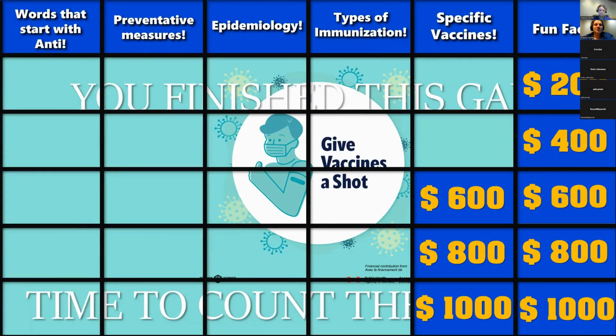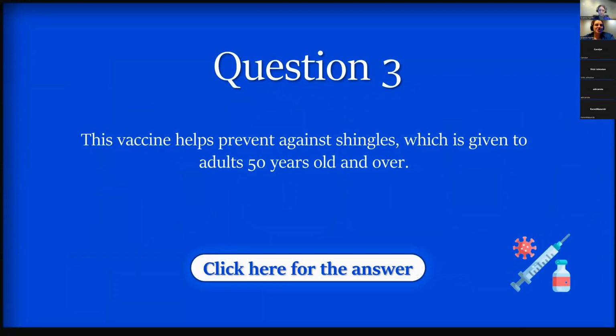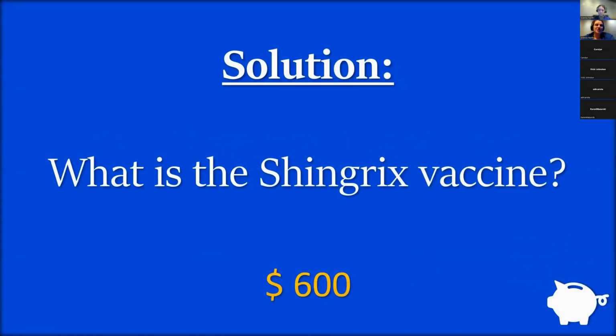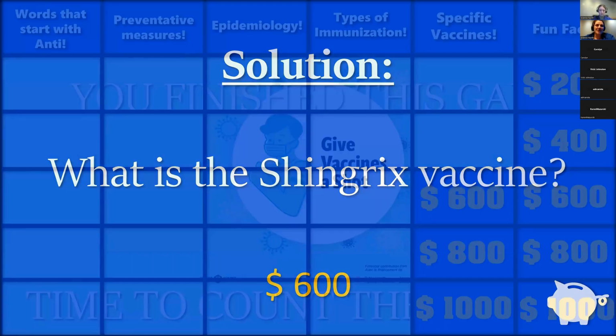For the $600 specific vaccines question, this vaccine helps prevent against shingles, which is given to adults 50 years of age or older. So what is the name of this vaccine? So this one was Shingrix. So if you said, what is Shingrix or Shingrix vaccine? Good job. Give yourselves $800 for that question.